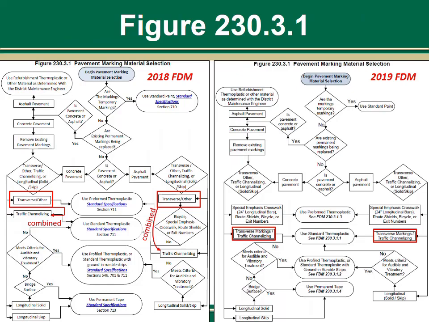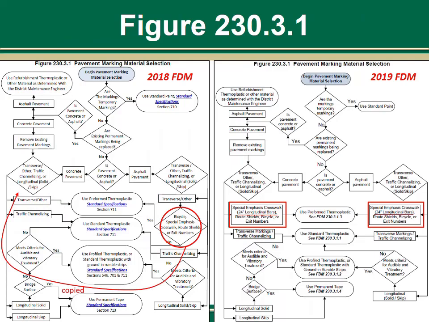Again, this flowchart is just meant to be a quick tool to help you figure out where to start. And finally, the last edit made to this flowchart was that we copied over the box that includes the other markings of special emphasis crosswalks, bike markings, etc., because this is a consideration for both concrete pavement and asphalt pavement.